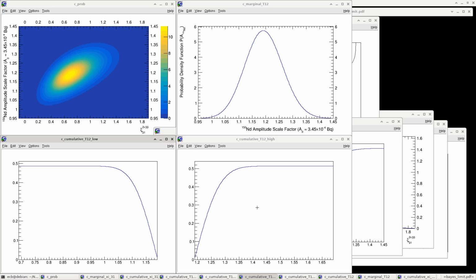So the question is, if I were to find a 99% confidence level, what you would usually do is a two-sided limit. You would take the peak of this distribution here and integrate until you find 0.99 divided by 2.